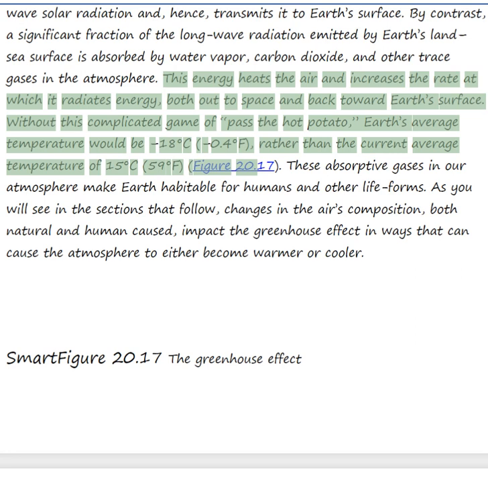This energy heats the air and increases the rate at which it radiates energy, both out to space and back toward Earth's surface. Without this complicated game of pass the hot potato, Earth's average temperature would be -18 degrees Celsius, rather than the current average temperature of 15 degrees Celsius, Figure 20.17.